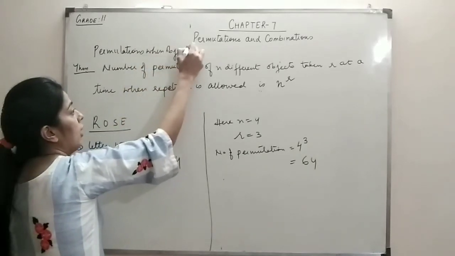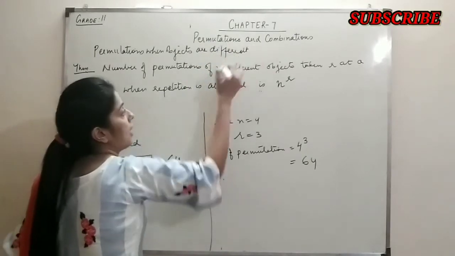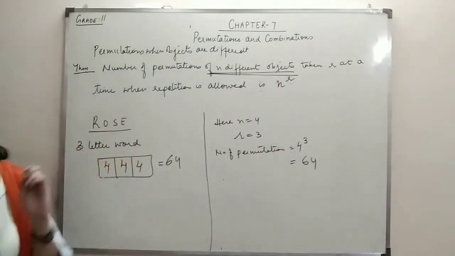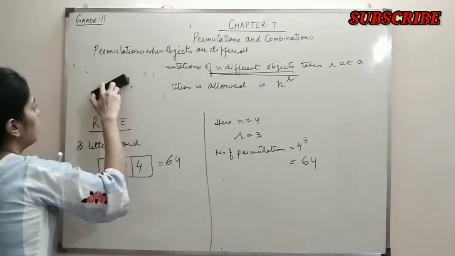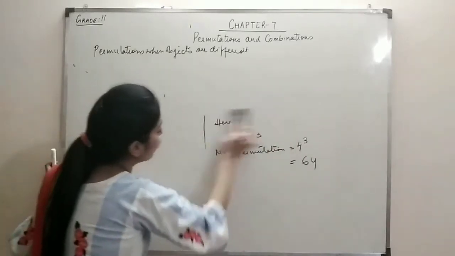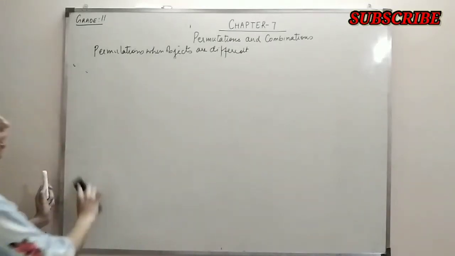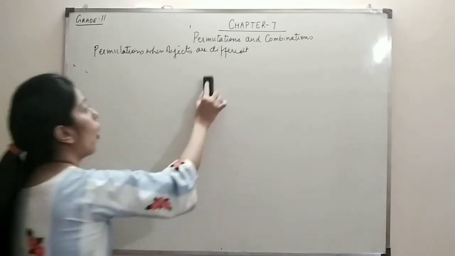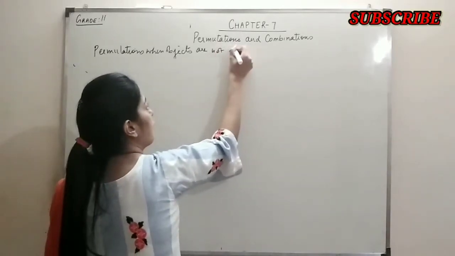When our objects are different, we have done this theorem for the n different objects, and then we can use it. But when all the objects are not different, then what do we do now? When you do the exercise, and we do the examples in a group, it will be clearer how we'll use this result. So now I am talking about the permutation when the objects are not different.